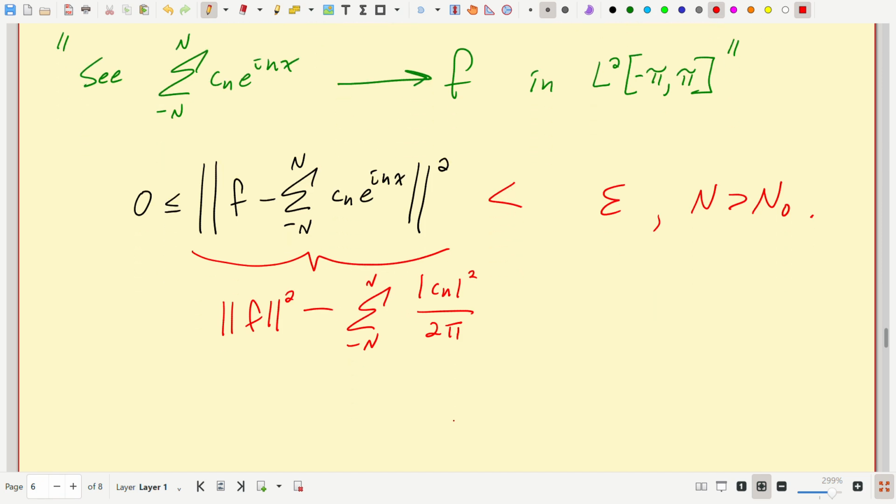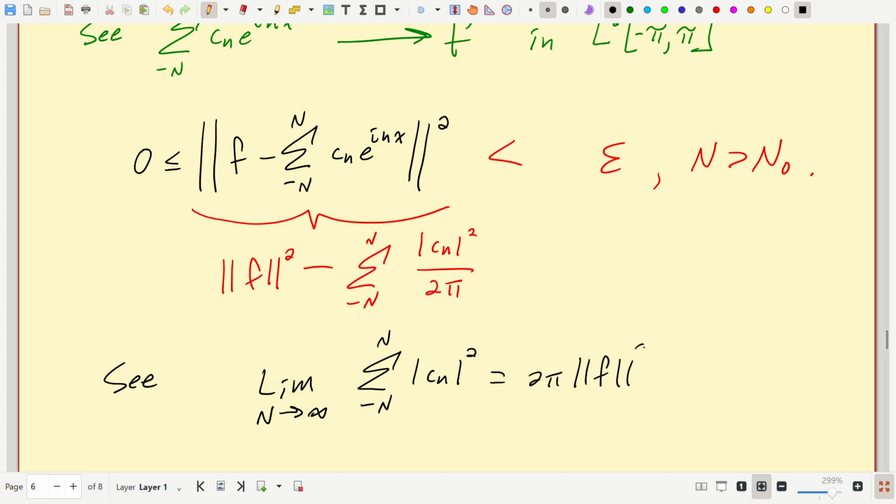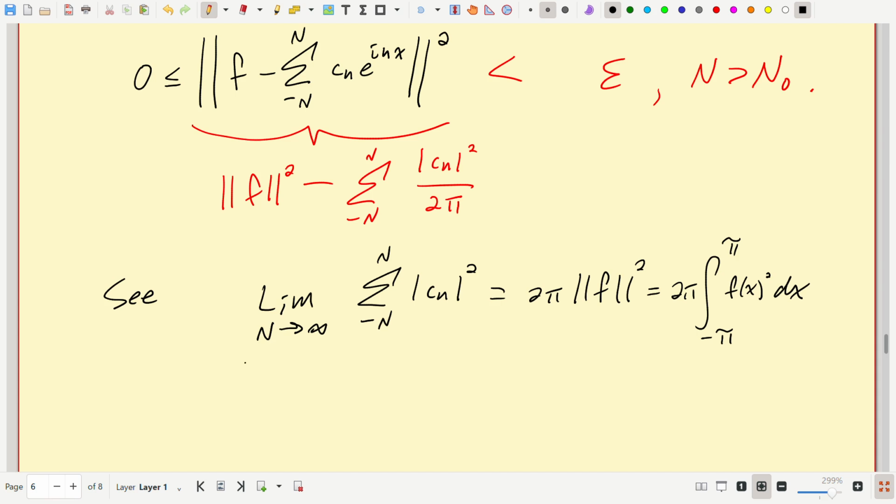Okay, and when you put that on the other side, you see that those things converge. So in the end, we see that the limit as n goes to infinity of the summation from minus n to n of c_n squared equals 2 pi times the L2 norm of f squared, which is 2 pi times the integral from minus pi to pi of f of x squared dx. And so, of course, this is the sum from minus infinity to plus infinity.